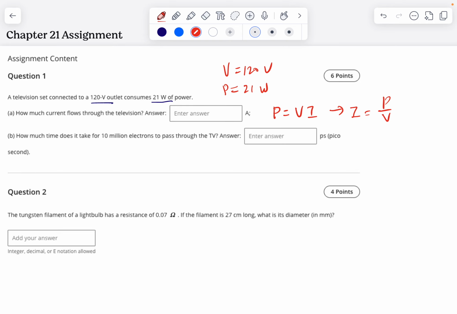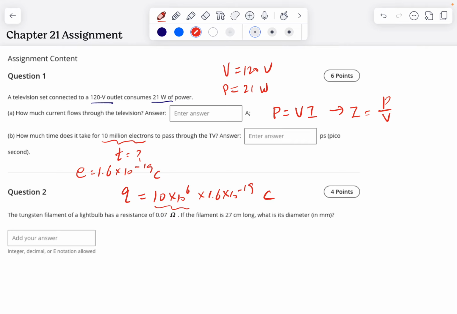All right, so here it asks about the time, right? And we know 10 million electrons, and each electron carries e amount of charge. So the total amount of charge carried by 10 million electrons, the total number of electrons, each one carrying this much charge, gives the total amount of charge.